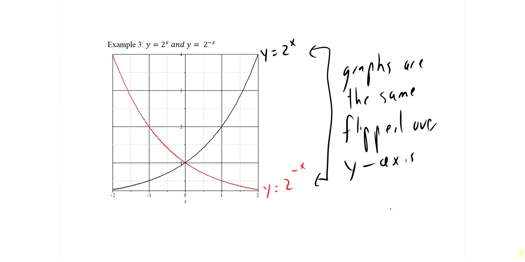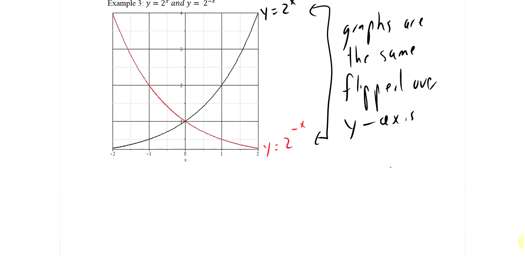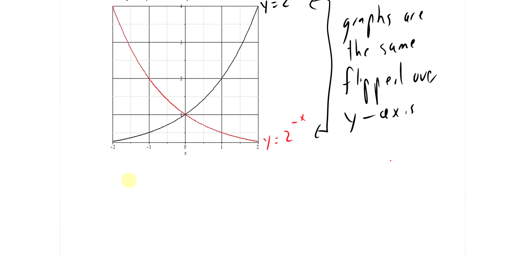So why do we get that kind of a thing? Well, y equals 2 to the minus x, what's that? It's 1 over 2 to the x, right? Because it's a negative exponent, kick it down into the denominator. We could also write that as y equals 1/2 to the x power.